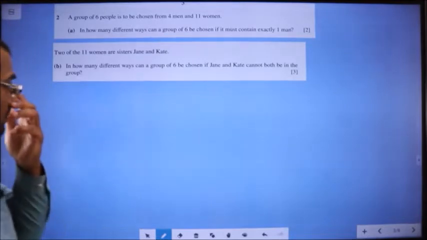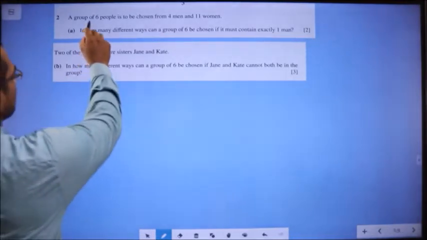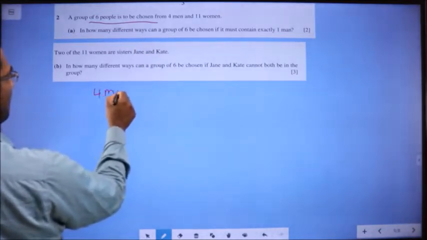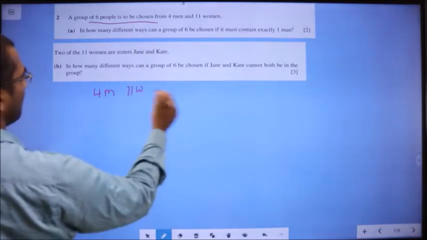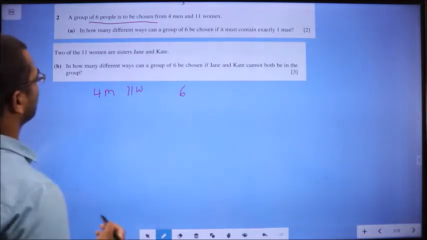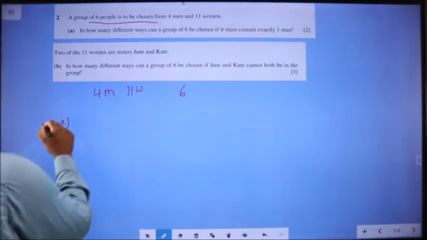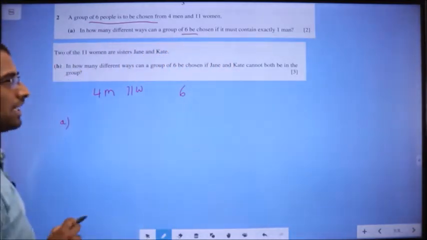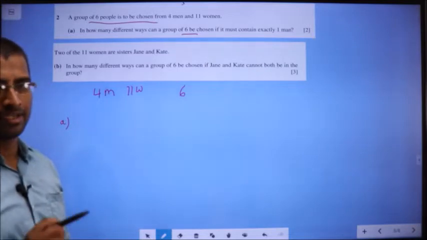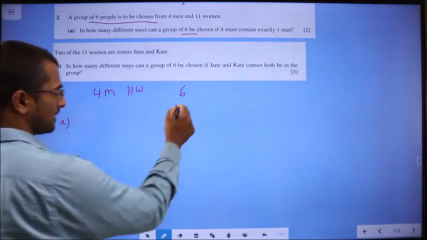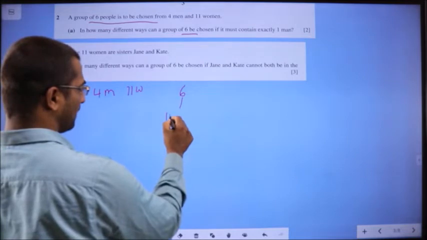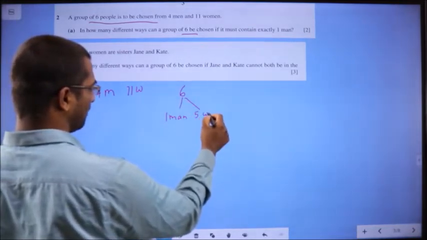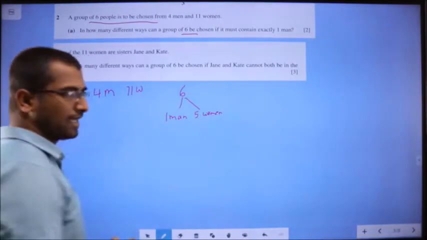Question 2. A group of 6 people is to be chosen from 4 men and 11 women. You need to select 6. Now part A: in how many different ways can a group of 6 be chosen if it must contain exactly one man? In this 6, there should be exactly one man, so automatically the other 5 have to be women, right?